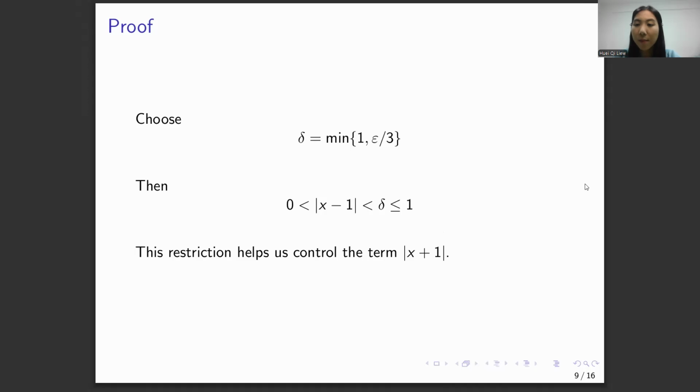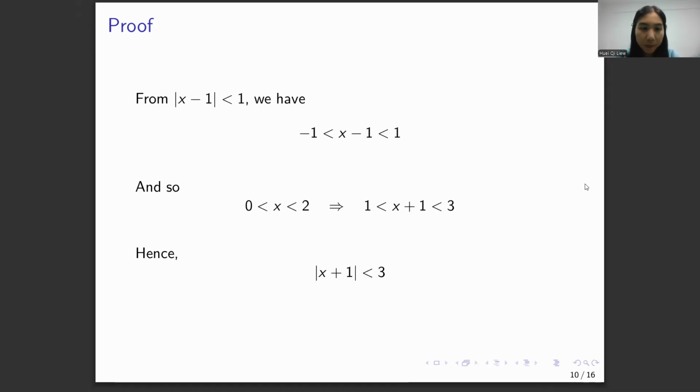We choose delta to be the minimum of 1 and epsilon over 3. We choose delta less than or equal to 1 because we want to restrict how far x can move away from 1. This restriction helps us control the value of x plus 1. And then we look at how this choice helps us control the term x plus 1. Since absolute value of x minus 1 is less than 1, x must lie between 0 and 2. Therefore, x plus 1 lies between 1 and 3. This means that the absolute value of x plus 1 is less than 3.